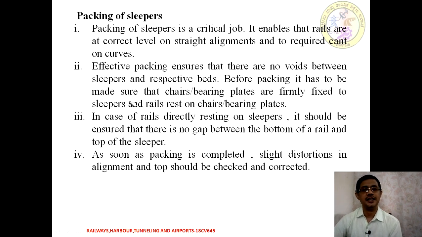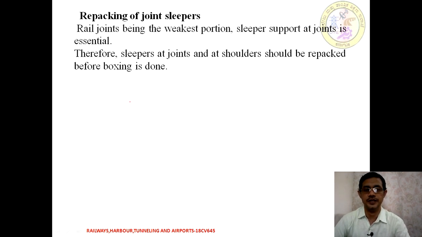Before packing, it has to be assured that chairs or bearing plates are firmly fixed to the sleepers, and the rail rests over the chairs or bearing plates. In the case of rails resting directly over the sleeper, it should be ensured that there is no gap between the bottom of the rail and the top of the sleeper. As soon as packing is completed, there might be a slight distortion in the alignment on the top, hence once again it needs to be checked properly and any corrections incorporated.